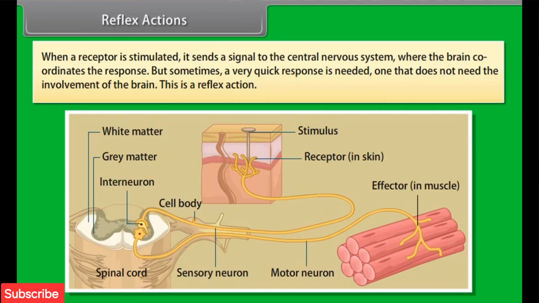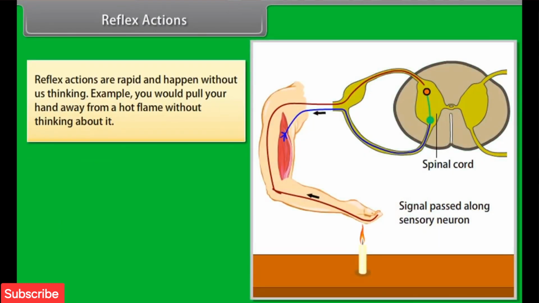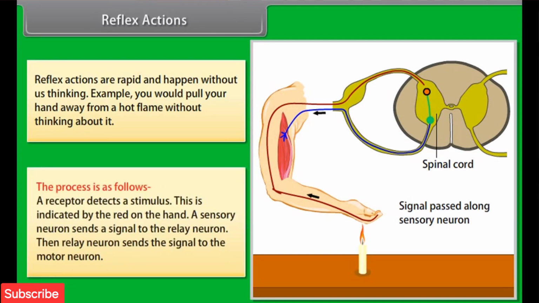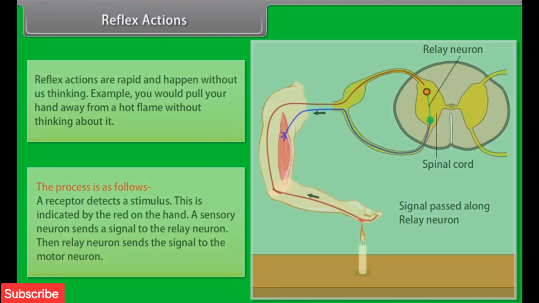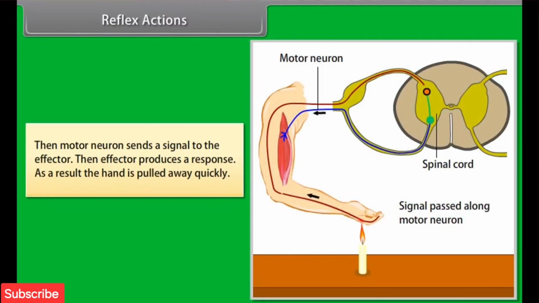Reflex actions are rapid and happen without us thinking. For example, you would pull your hand away from a hot flame without thinking about it. The process is as follows. A receptor detects a stimulus. This is indicated by the red on the hand. A sensory neuron sends a signal to the relay neuron. Then the relay neuron sends the signal to the motor neuron. Then the motor neuron sends a signal to the effector. Then the effector produces a response. As a result, the hand is pulled away quickly.